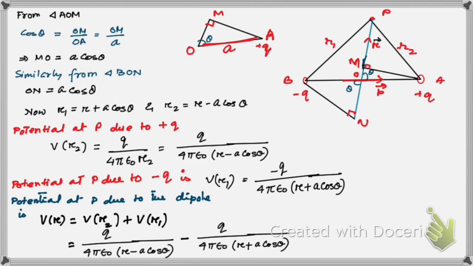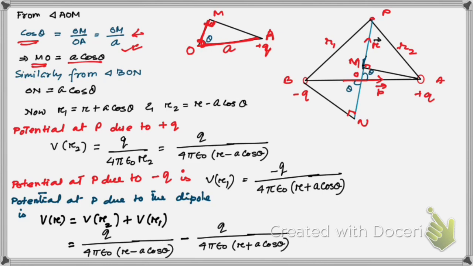So this side is A, and this is opposite to the right angle. That's why we can say it is the hypotenuse of this triangle, and this angle is theta. With the help of trigonometry, cos theta will be equal to base by hypotenuse, that is OM by A. From where we can obtain MO, that is equal to A cos theta if you simplify this equation.